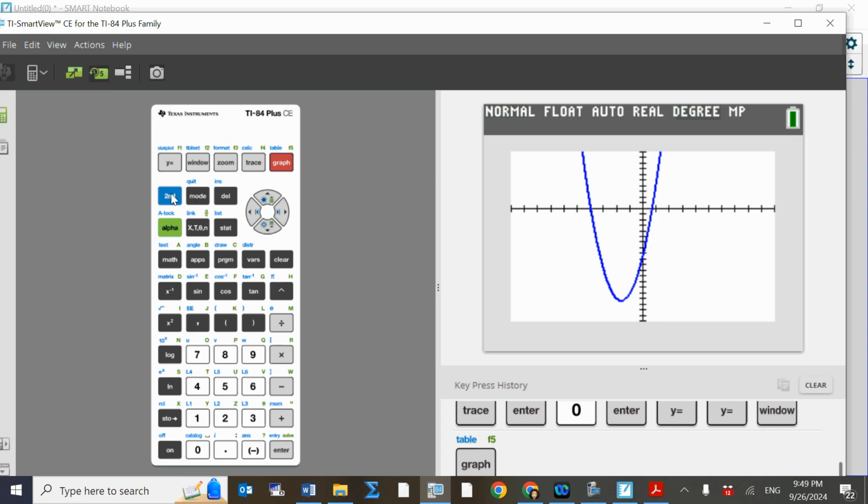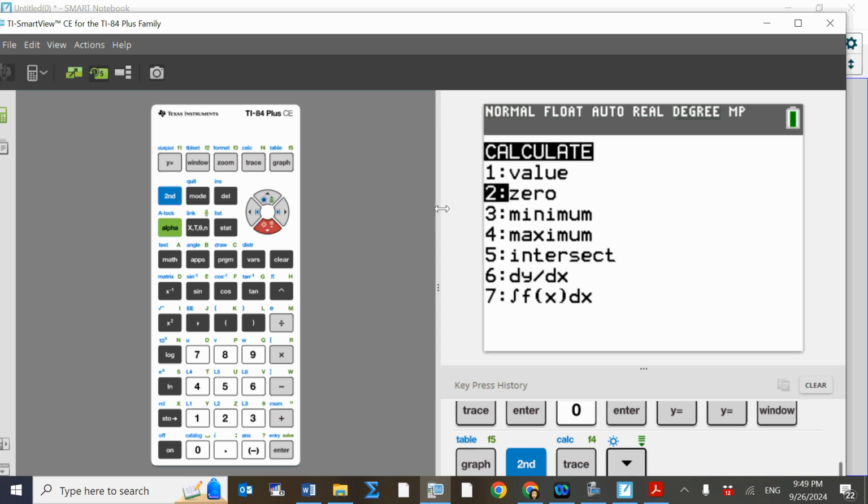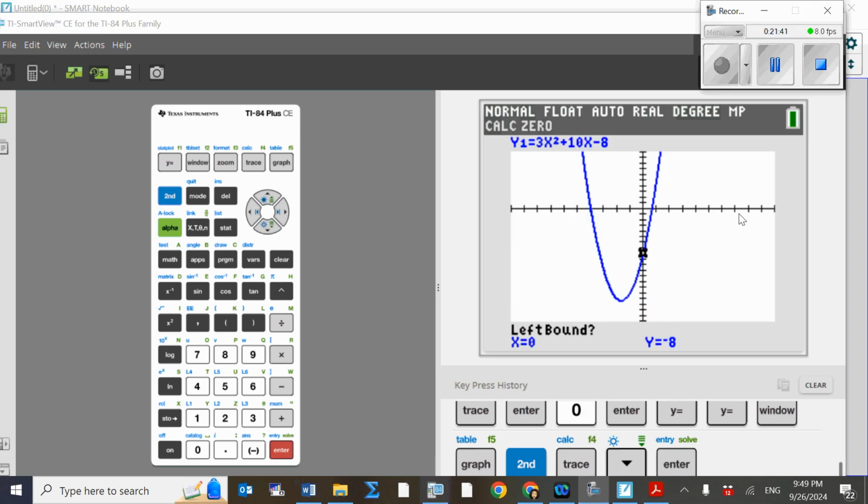We go to second trace and go to 0. This is going to give you the x-intercepts, roots, or zeros of the function. So I press enter. Now it's asking us what is the left bound. The cursor is already on the left side of this 0. You see, we have 2 zeros here. One is here, one here. We're going to start finding this one. The cursor is already on the left side of this point. So I'm just going to press enter.